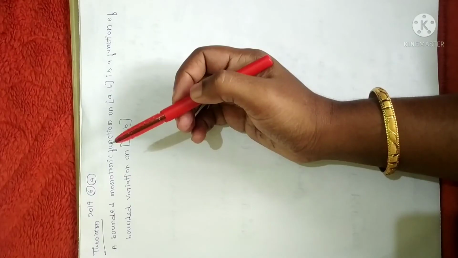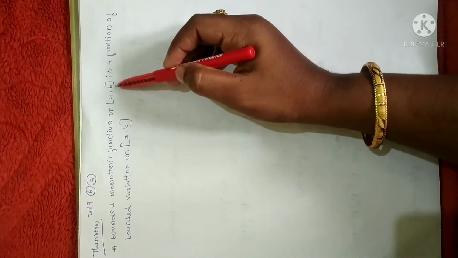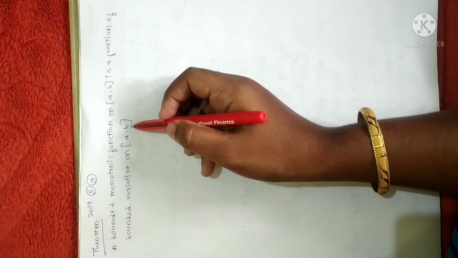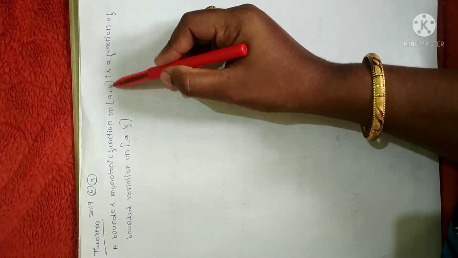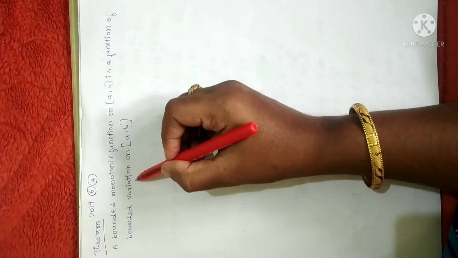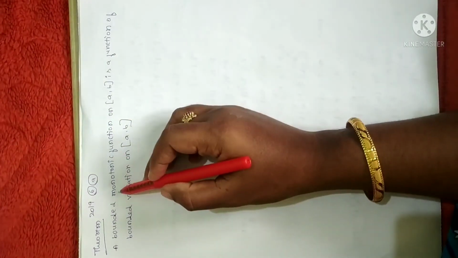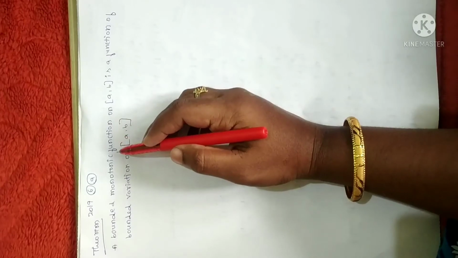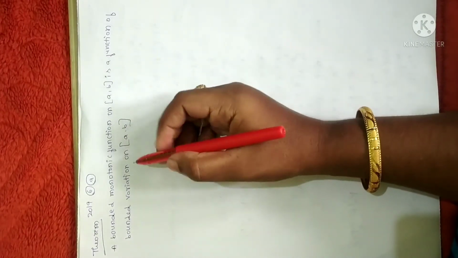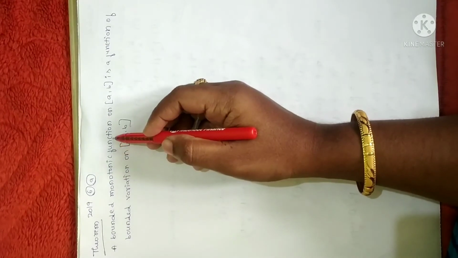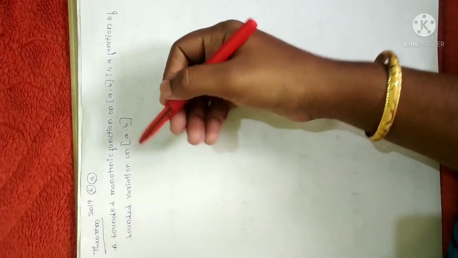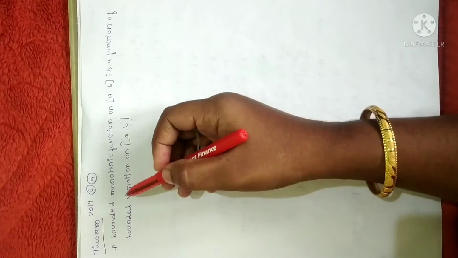So a bounded monotonic function on AB is a function of bounded variation. In the sense, a monotonic function which is defined in a closed interval AB is a function of bounded variation. Or they can ask that every monotonic function is a function of bounded variation, one and the same. Remember, every monotonic function is a function of bounded variation. That is also same, and this statement is also same.